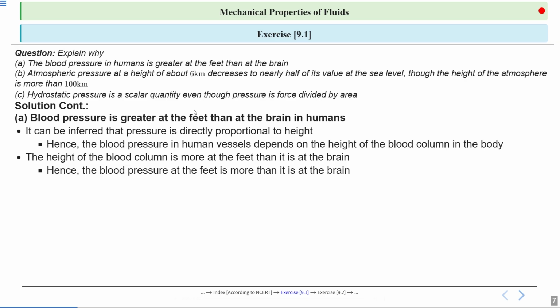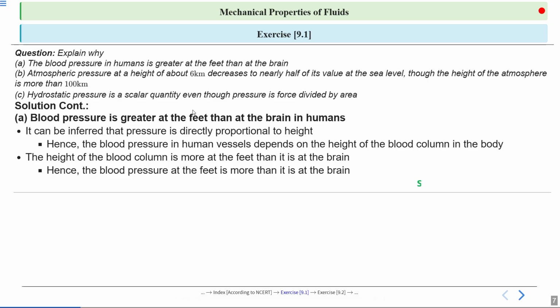This is why doctors sometimes measure blood pressure at the arm, which is about halfway up the body to get a standard reading. It's all about how the height of the fluid column affects the pressure.